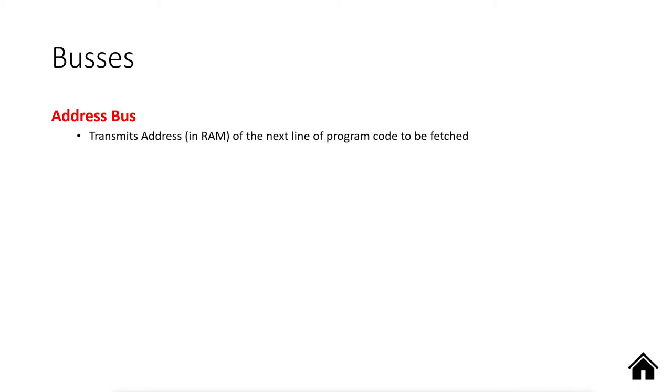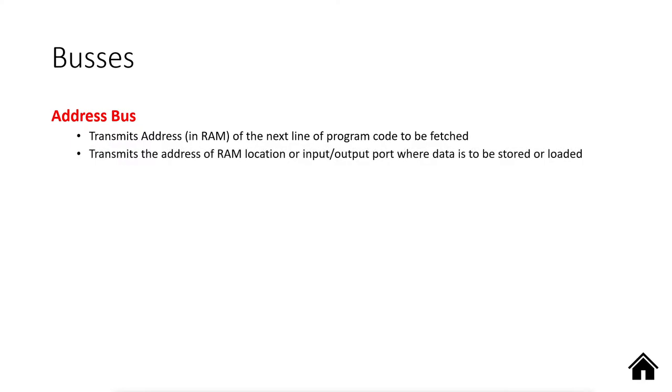Excellent. So we've got address buses, data buses, control. First, the address bus, its job is to transmit addresses in RAM, in main memory. So it transmits the address of the next line of program code to be fetched. It also transmits the address of RAM locations or input and output ports where data is to be stored or loaded.